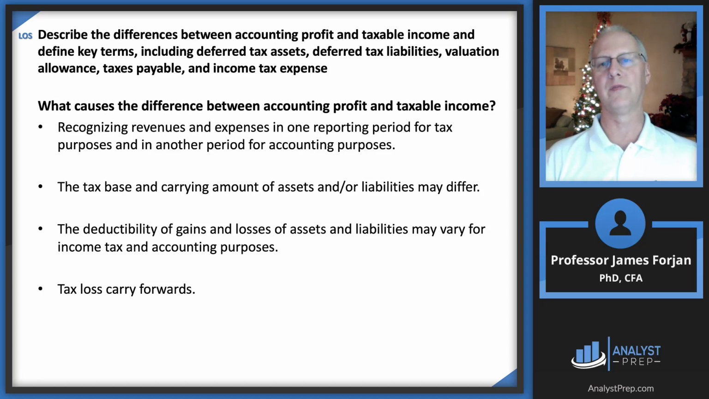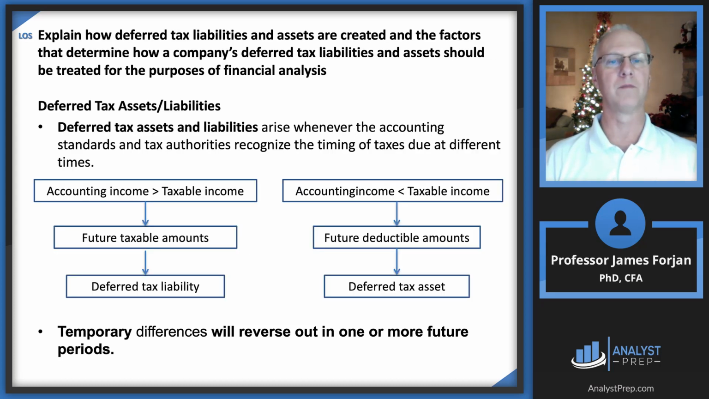So what causes the differences between accounting profit and taxable income? Here are a couple of examples. Revenue recognition and expense recognition: one happens in one period, another happens in a different period. Tax basis for assets and liabilities might be different. The deductibility of gains and losses of assets and liabilities may vary depending on which method. And then there are tax loss carry forwards. And of course, these are in addition to the depreciation material that we just talked about. All right, so here's a good slide.